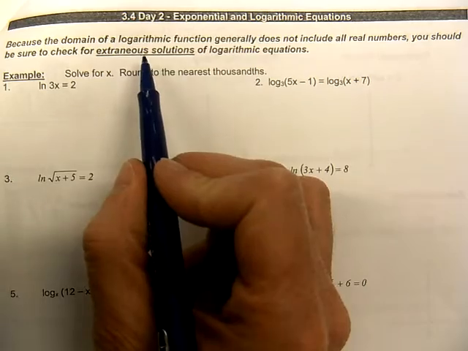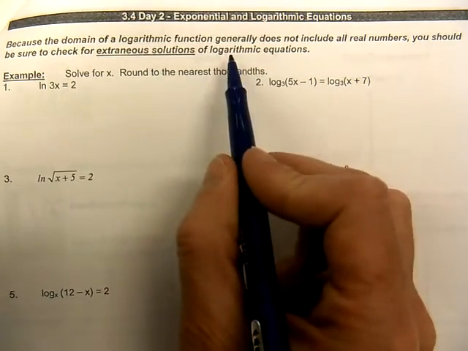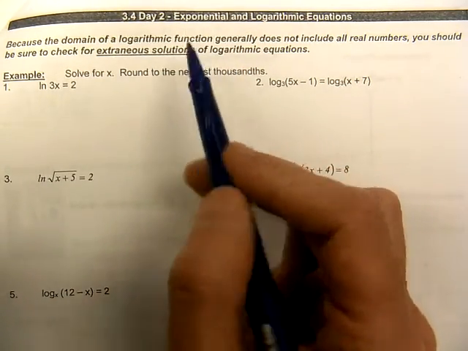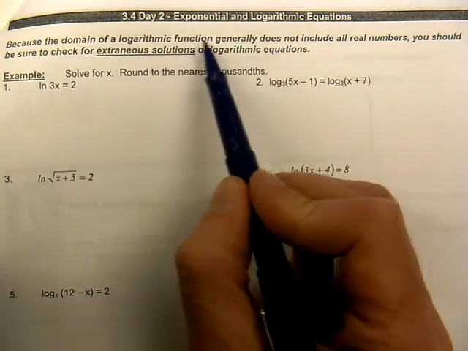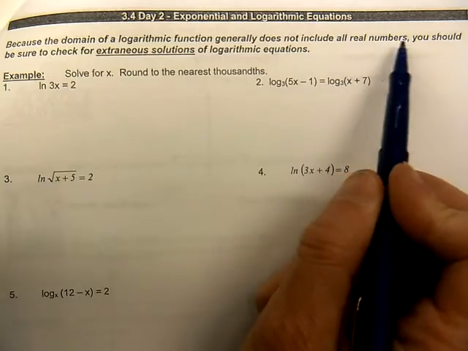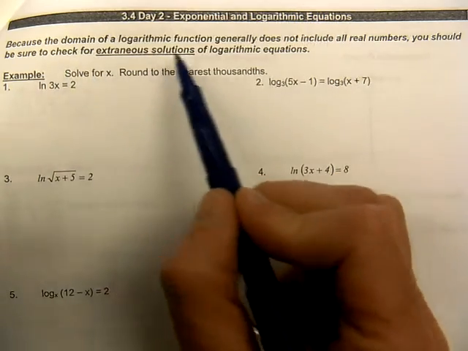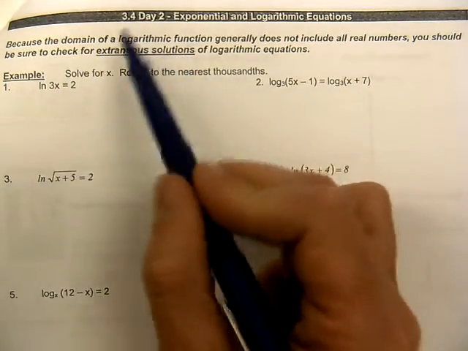We have to check for extraneous solutions only when we're solving logarithmics, and that's because of the domain restriction. Because the domain of a logarithmic function generally does not include all real numbers, you should be sure to check that. So we'll talk about this. So let's see, why is this?